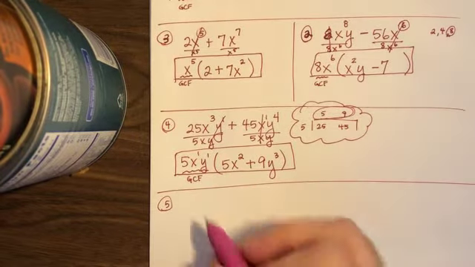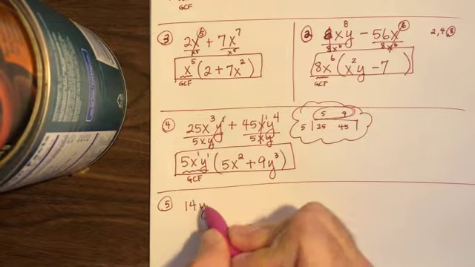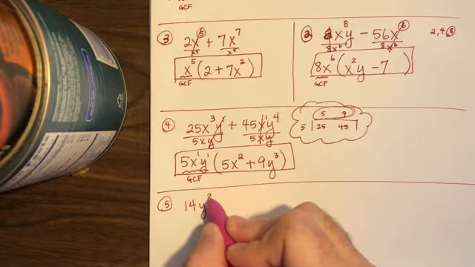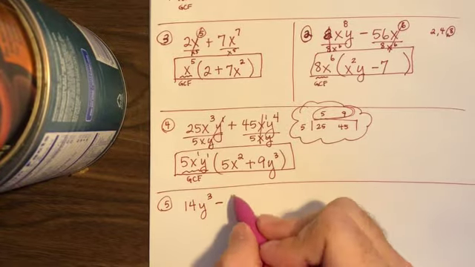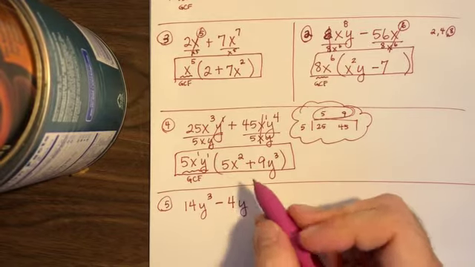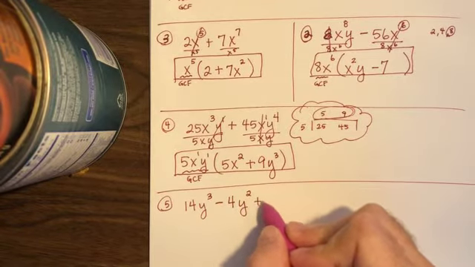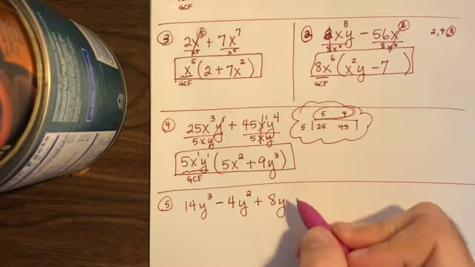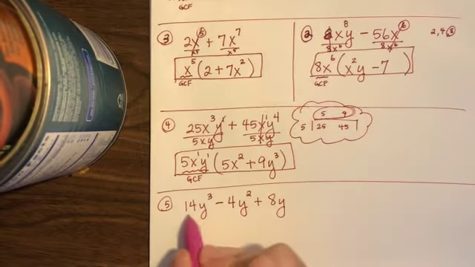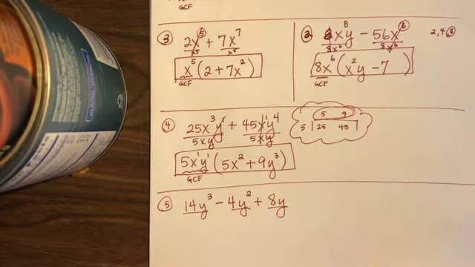Number 5. We can do it for 3 terms as well. Finding the GCF for 3 terms just means we have to find a number that goes into all 3 numbers. And then we're going to look for the y that has the smallest power in all 3 terms.